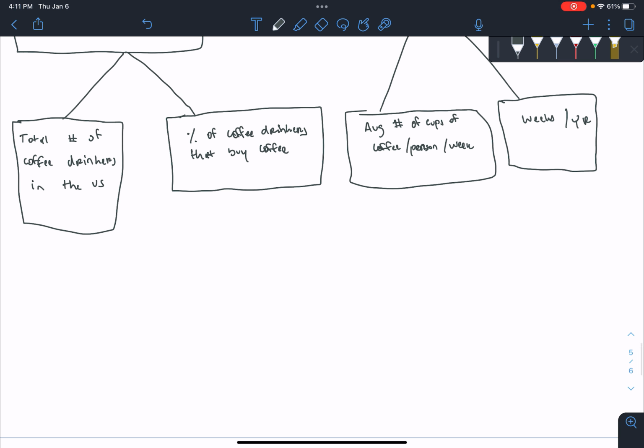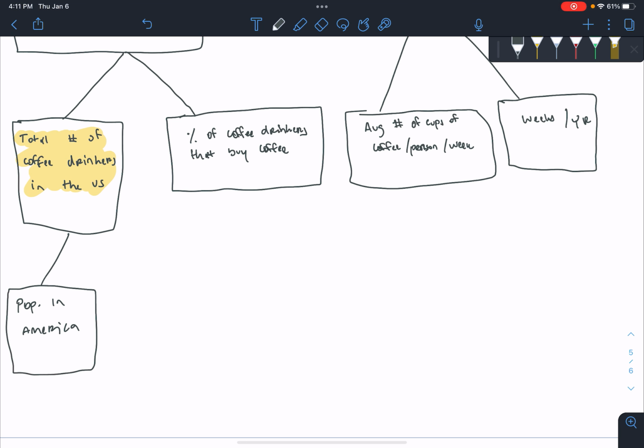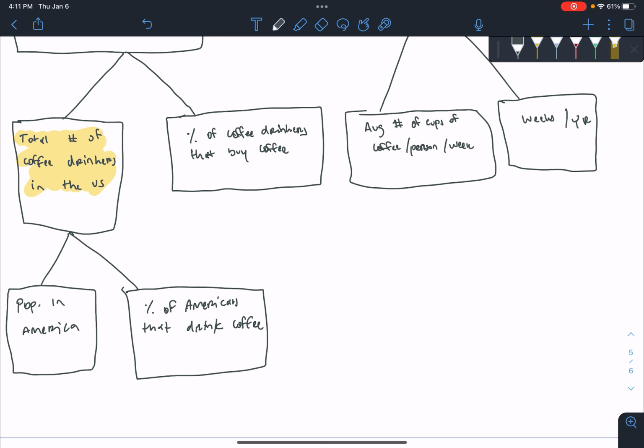So total number of coffee drinkers in America. Well, I can focus on this. Total number, right? Oh, whoops. Coffee drinkers. I'm basically focusing on the entire thing. When I break this down into the population of America, and this is multiplied by the percentage of Americans that drink coffee. Sorry for my handwriting.